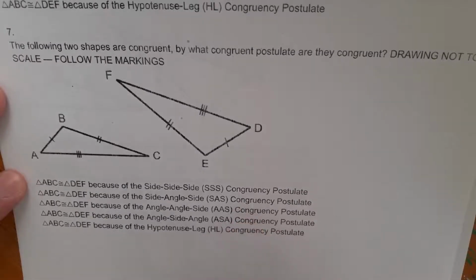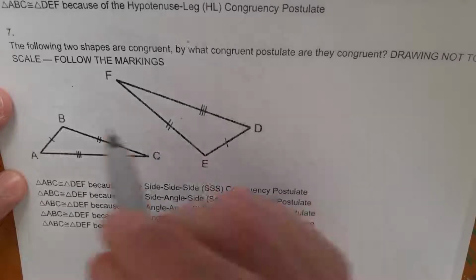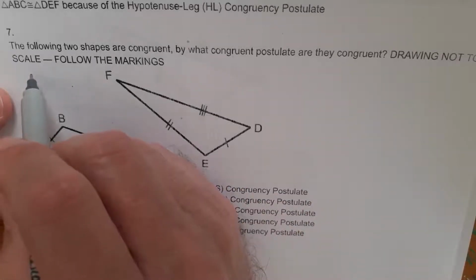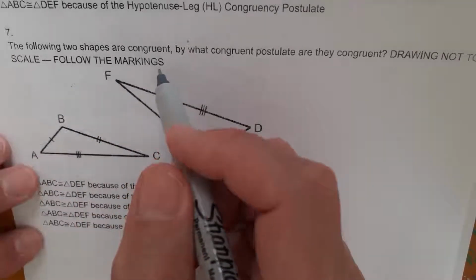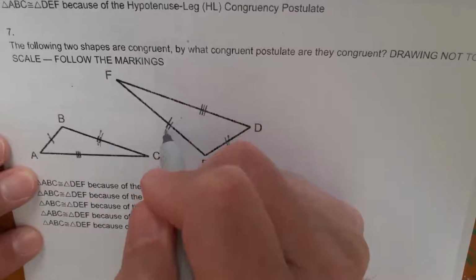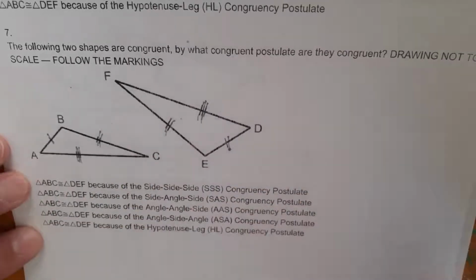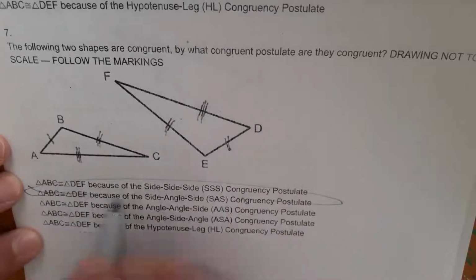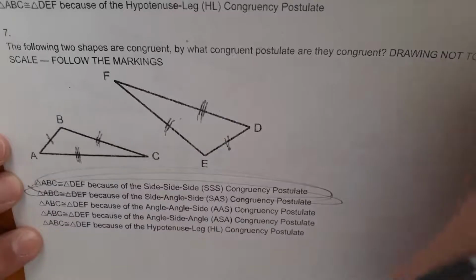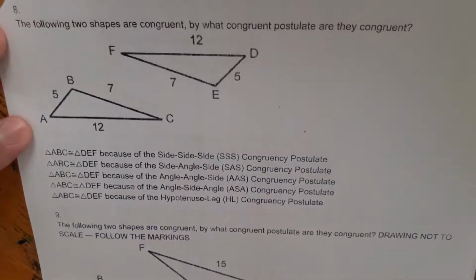All right, the following shapes are congruent. By what congruent postulate are they congruent? Drawing not to scale. Follow the markings. So we're looking here, 1 to 1, 2 to 2, and 3 to 3. So that's a side, side, side, right? Pretty obvious at this point. It wasn't obvious when we first learned it, but now that you start to see this multiple times, maybe it gets a little bit more obvious.